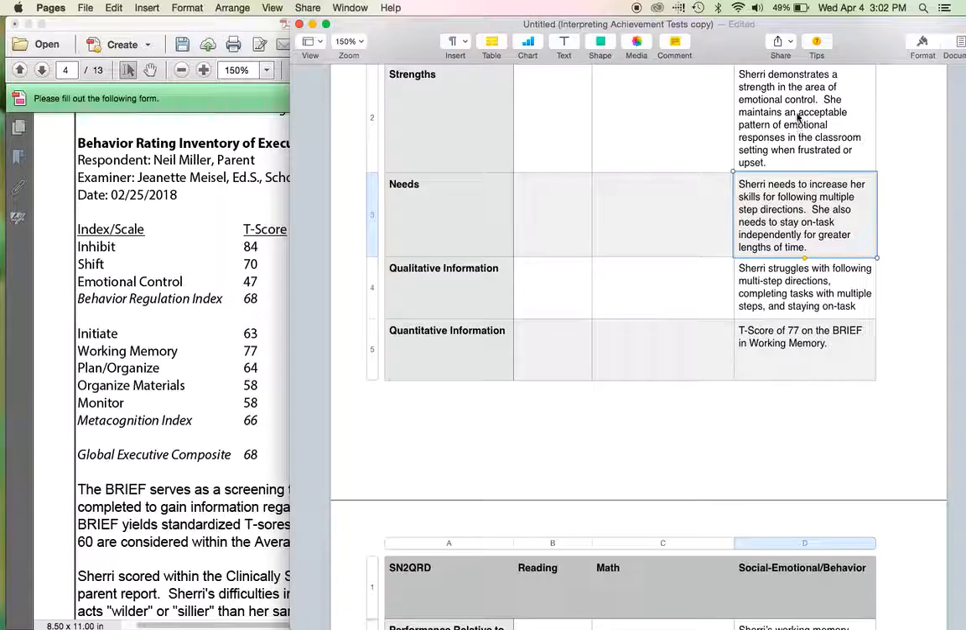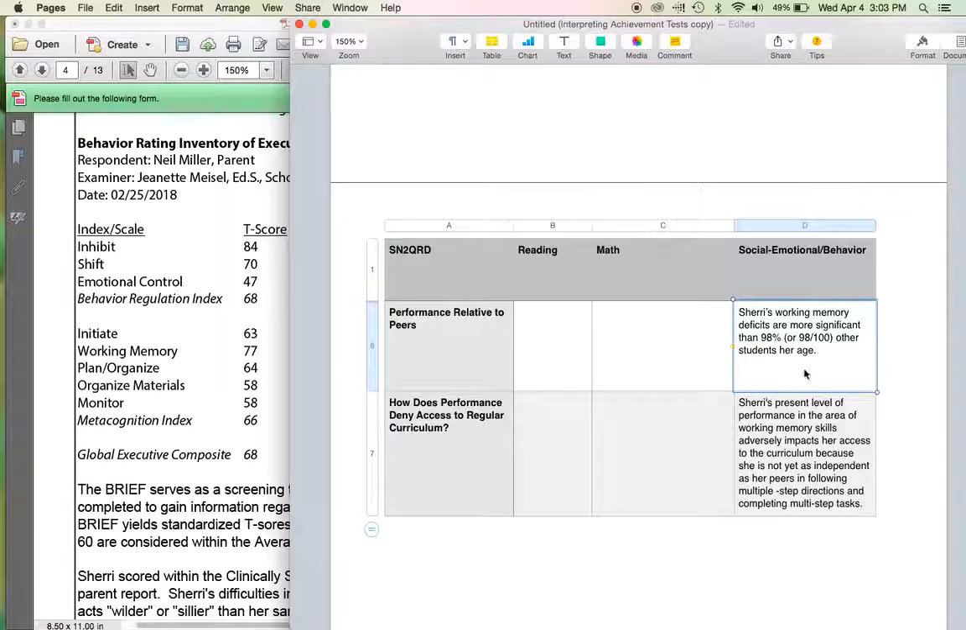Okay, so that kind of covers these boxes. Again, you can really land on the table wherever is most comfortable for you, wherever it's easiest. In this situation, I kind of gravitated toward the quantitative square because I had that T-score, and I just worked from there.